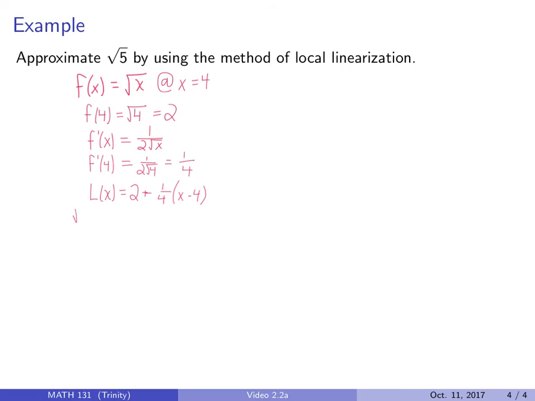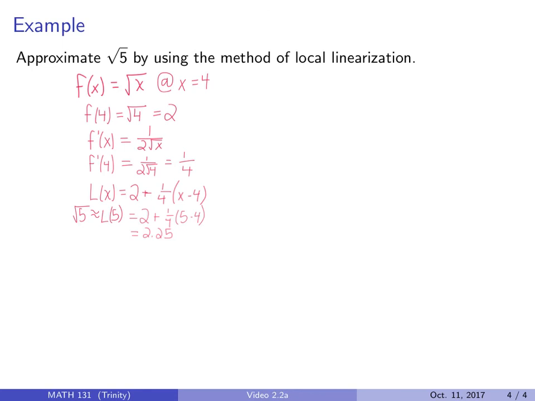So now the square root of 5, which is what we're trying to approximate, is approximately the same as L of 5, because that would be plugging the value x equals 5 into the tangent line instead of into the actual function, the square root of x. When we do that, we get 2 plus 1/4 times 5 minus 4, which is just 1. 1/4 times 1 is 1/4. So we get 2 and 1/4, or 2.25. So the square root of 5 is approximately 2.25.